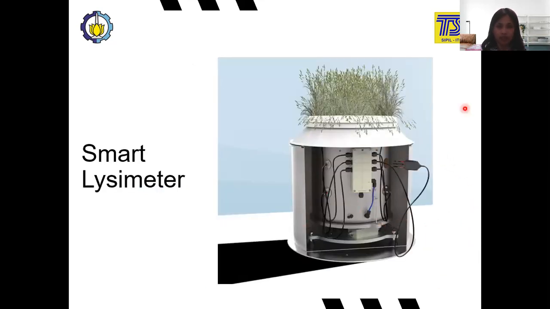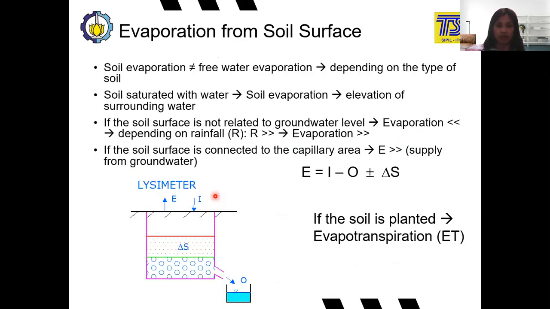This is the smart lysimeter. So this is the automatic lysimeter. It can calculate how big the transpiration is in the soil. Like here, we have a tube. Inside the tube, there is the soil, and in the soil, there will be plants. Not always, but usually, if we plant it, the number that the lysimeter calculated is the evapotranspiration. But if it's only the soil, the number that the lysimeter calculated is only the evaporation.